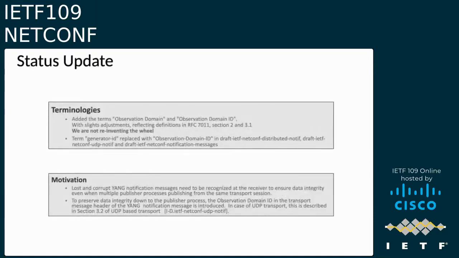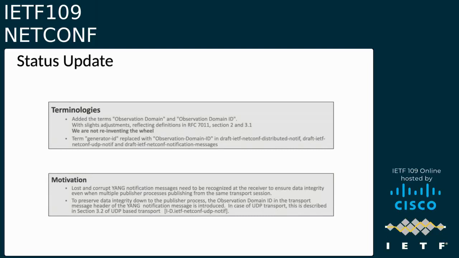Compared to 0.0, these are the changes we made in the draft, mainly in two areas: the terminologies and the motivation part. In the terminologies, we are basically borrowing the terms from RFC 7011, the IPFIX export, in section 2 and 3.1, using the terms observation domain and observation domain ID, and consequently replacing the term generator ID with observation domain ID in the drafts distributed notif, UDP notif, and notification messages.